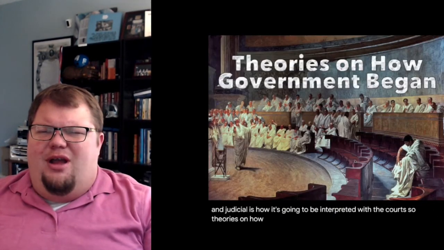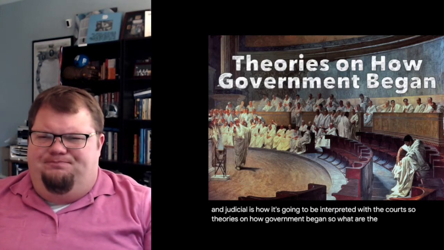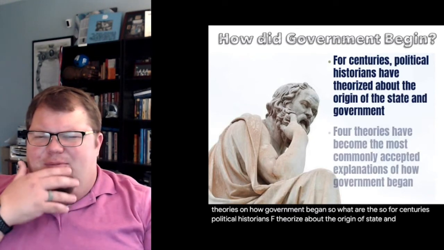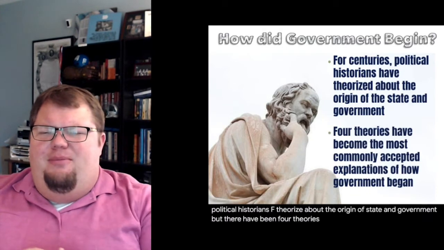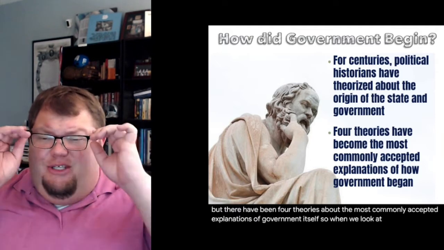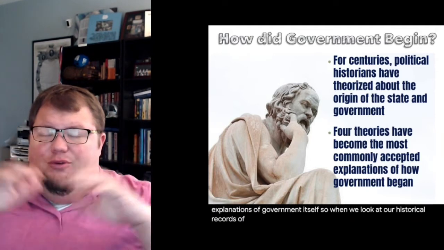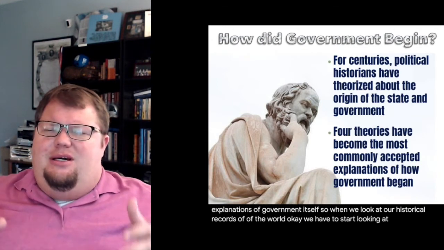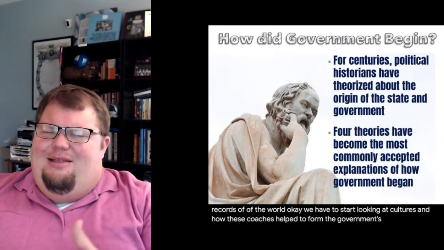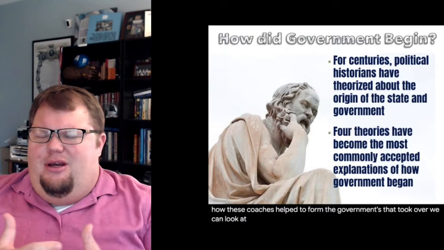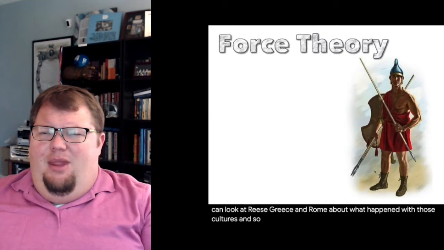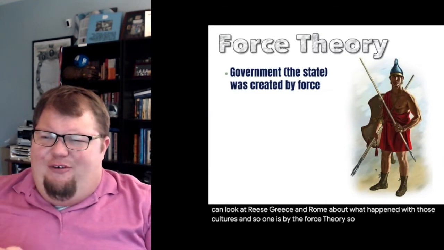So, theories on how government began. Where did it come from? For centuries, political historians have theorized about the origin of state and government. But there are four theories that are the most commonly accepted explanations of government itself. When we look at our historical records of the world, okay, we have to start looking at cultures and how these cultures helped to form the governments that took over. We can look at Greece and Rome and what happened with those cultures. And so one is the force theory. So the government was created by force.